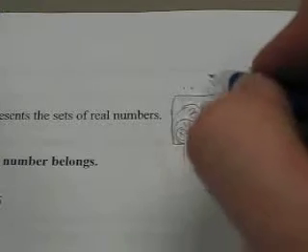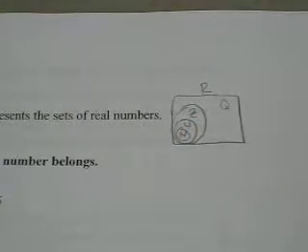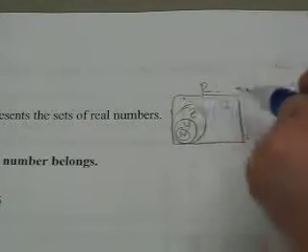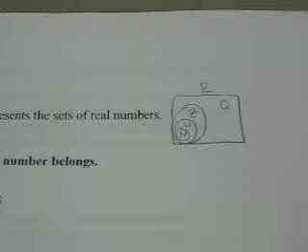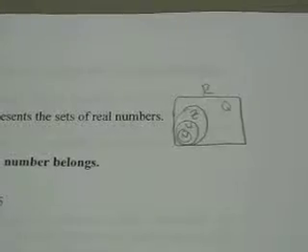And then on the outside of that box, if we put R, R stands for real numbers. Real numbers are all of the types of numbers that we've talked about here. There are some other classifications of numbers, but we haven't talked about those to this point. So these are the 5 types of numbers that we've referred to.